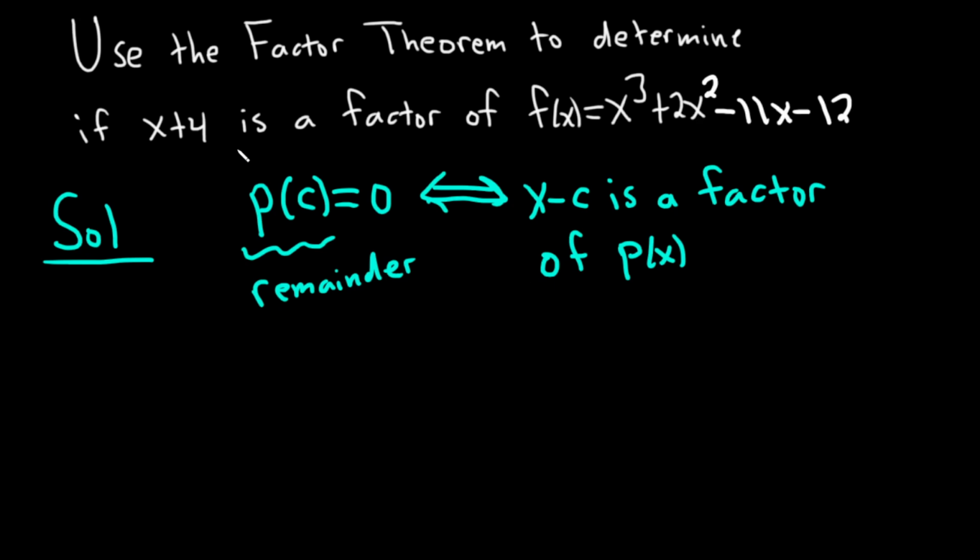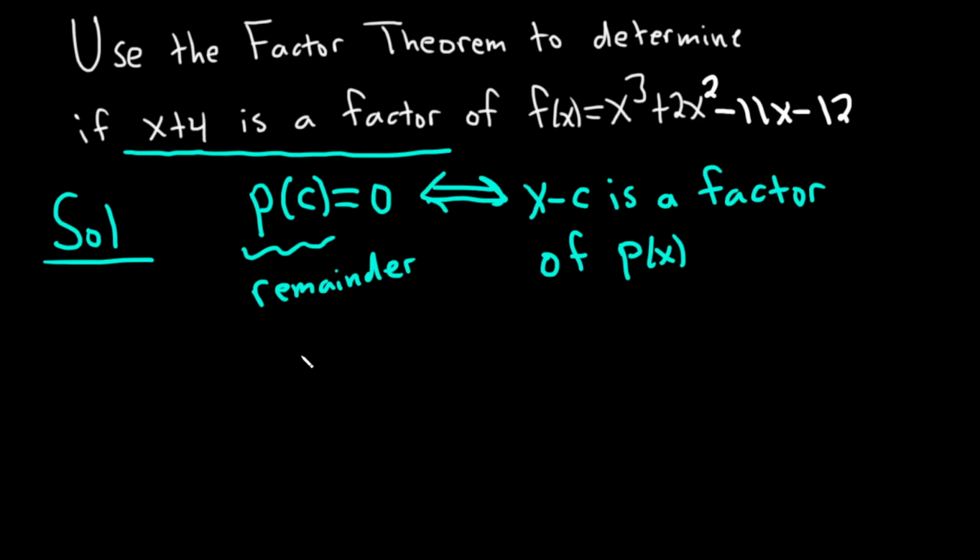Basically in our problem we have x plus 4 and we're trying to see if it's a factor of this function. So we're just going to look at the remainder. If the remainder is 0, then we know that it's going to be a factor. If the remainder is not 0, then it's not going to be a factor, because this is an if and only if statement. So it goes both ways. That's why you have that arrow. It's called the biconditional arrow.